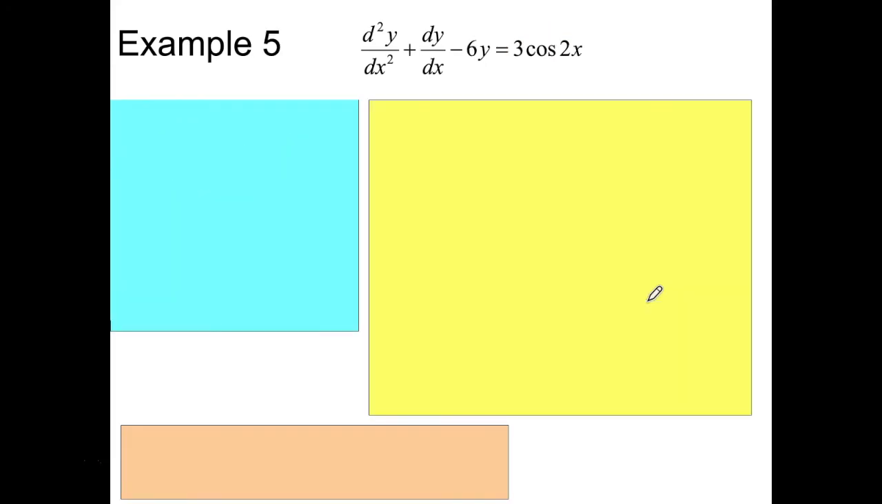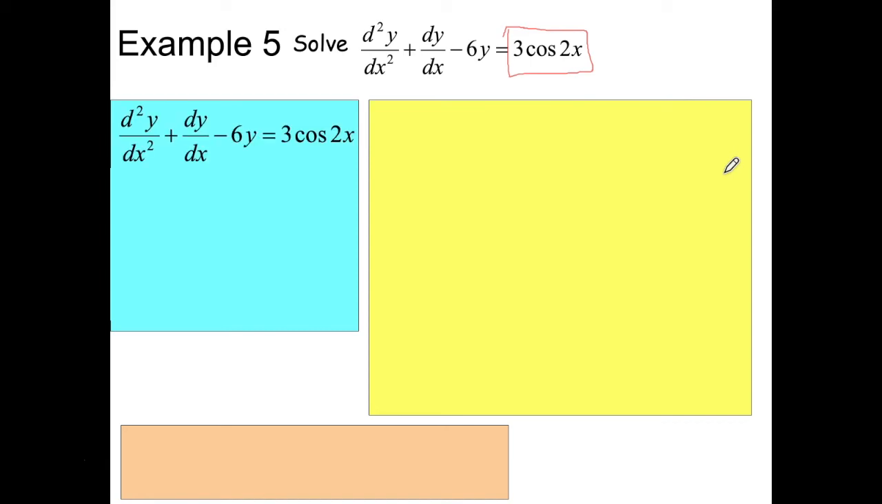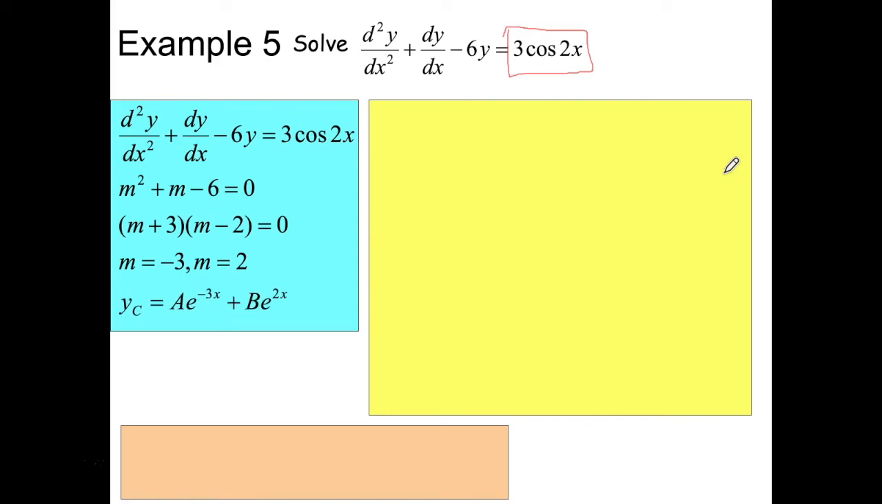Last example. In this case, the only difference is that f of x is changing. So the procedure will be exactly the same. We write down our auxiliary equation, m squared plus m minus 6 equals 0. And then we solve our auxiliary equation. We get m as negative 3 and 2. So our complementary function is a e raised to the power negative 3x plus b e raised to the power 2x.